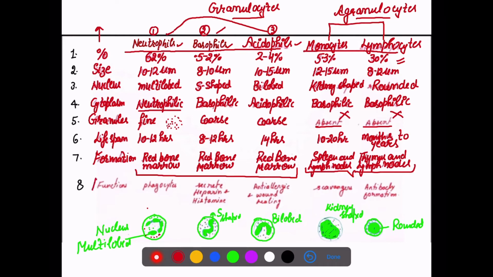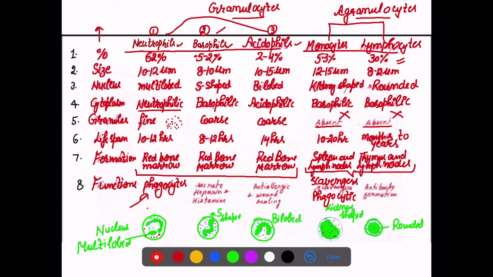Now the last one is about their functions. The main function of neutrophils is to eat cells, especially foreign cells and foreign particles. So their function is phagocytosis. They are phagocytic in nature. Same function is performed by your monocytes. They are also phagocytic in nature. In a few books, they are written as scavengers. They just scavenge, meaning they attack and eat the whole cell. They are also phagocytic in nature.